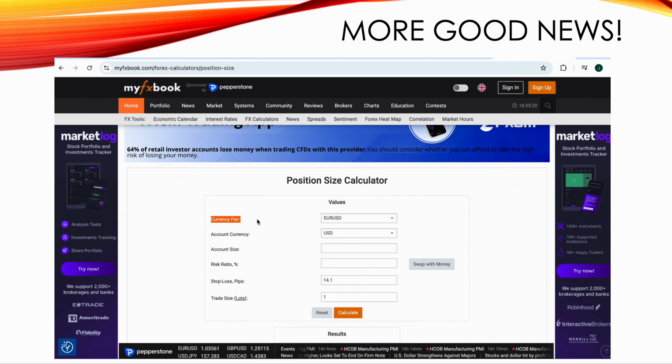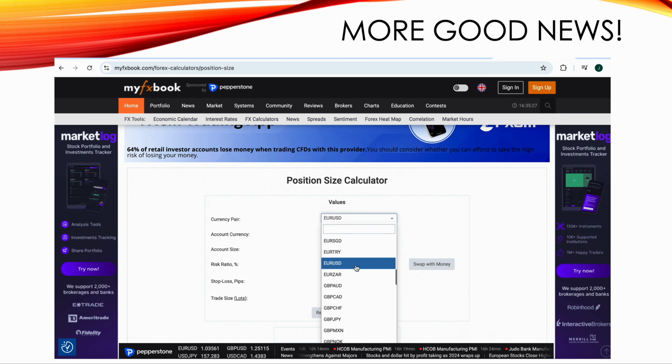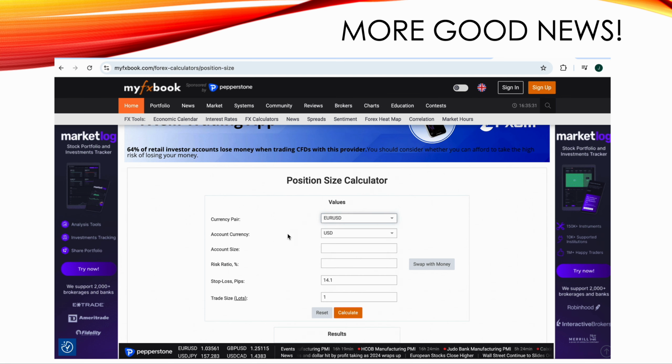So the currency pair, this is the pair that we're trading, and right now we're looking at Euro USD. So all we got to do is just click on Euro USD. But if you were trading something else, you would just go and type that in there. Okay, account currency, whatever currency you guys are trading with, if it's dollars, if it's pounds, if it's Swiss francs, this is where you'll click into this. So we did say Swiss franc for example, so we're going to go ahead and just put in CHF.